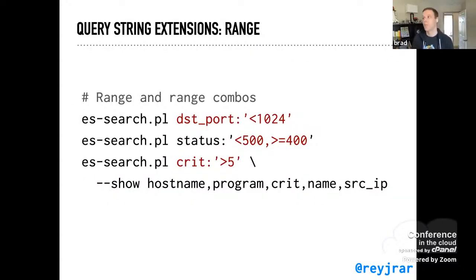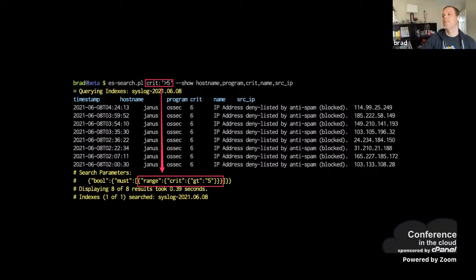Range queries are supported for numeric data as well, and for dates. So you can specify greater than, less than, greater than or equal to, less than or equal to. The catch here is these characters have special meaning in the shell, so you need to shell escape them. Here we do a range query of greater than 5, and it's transformed into a native range query in esearch.pl.